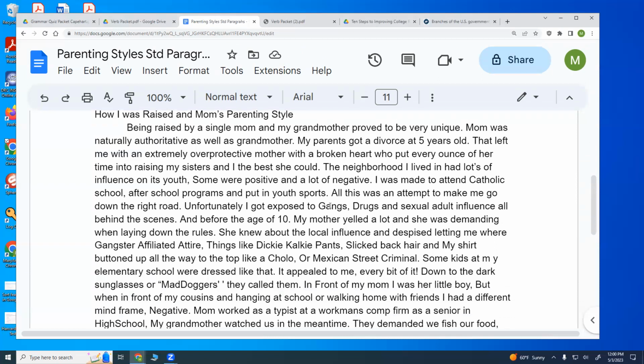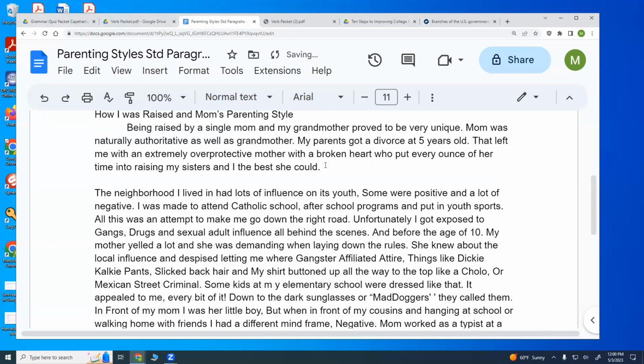"The neighborhood I lived in had lot's", okay, what's that, lots with the apostrophe? Sorry to nitpick, but lots is not owning anything. It's plural, you don't need to possess it. Okay, so this is changing the subject quite a bit. This would be great if it was an essay on the influences. I see that. So you could put this into a bigger essay, for sure.